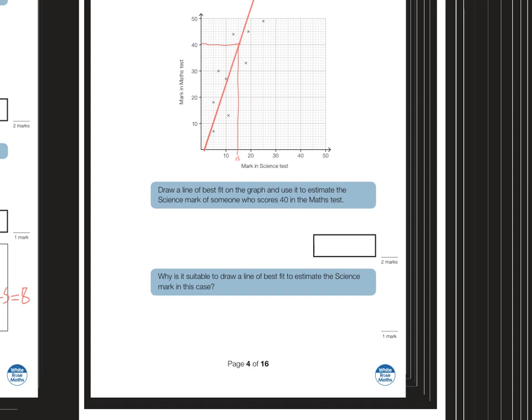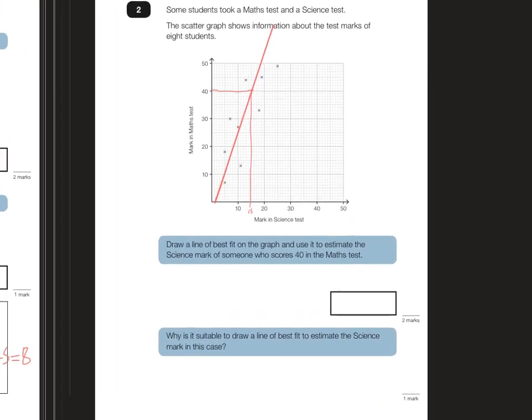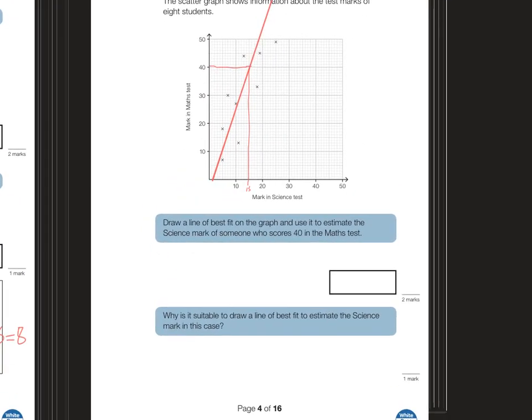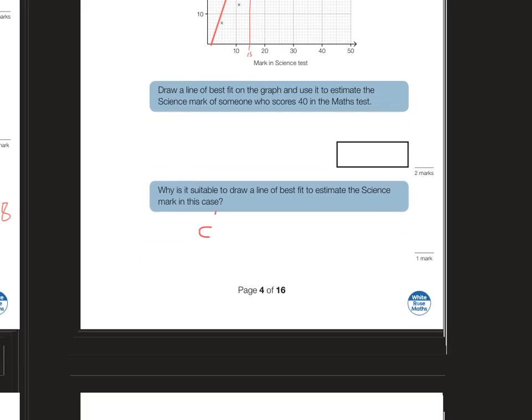Why is it suitable to draw a line of best fit? Well, because there's clear correlation, okay? And you can draw the line through the points. So you've got clear correlation here. Clear correlation. Okay, points are near the line. Near the line.